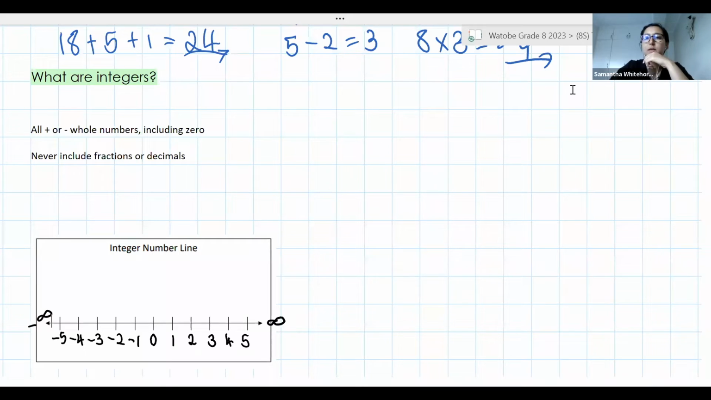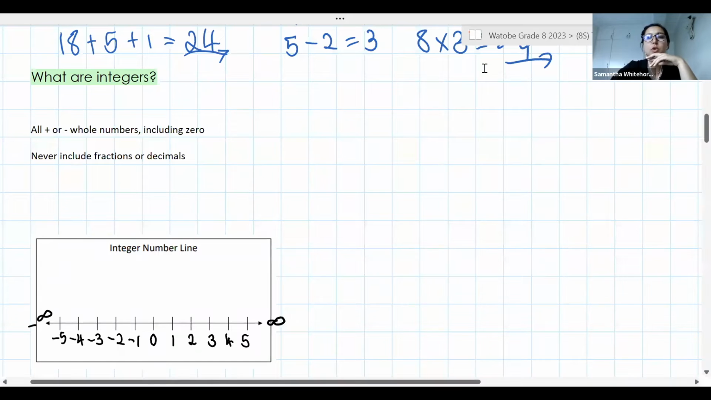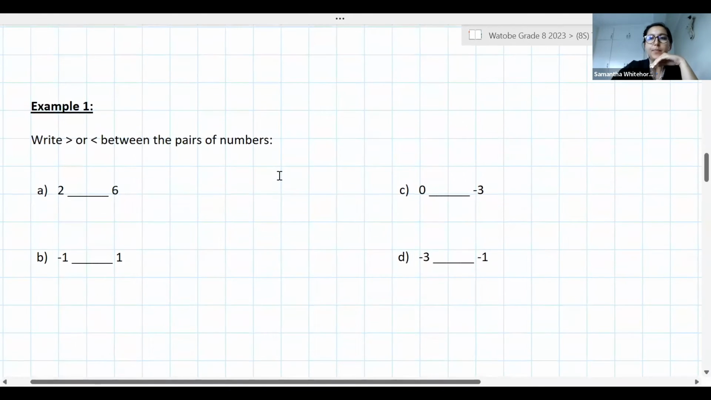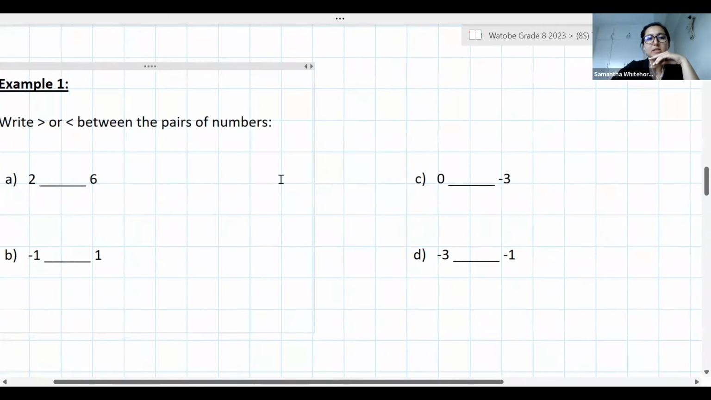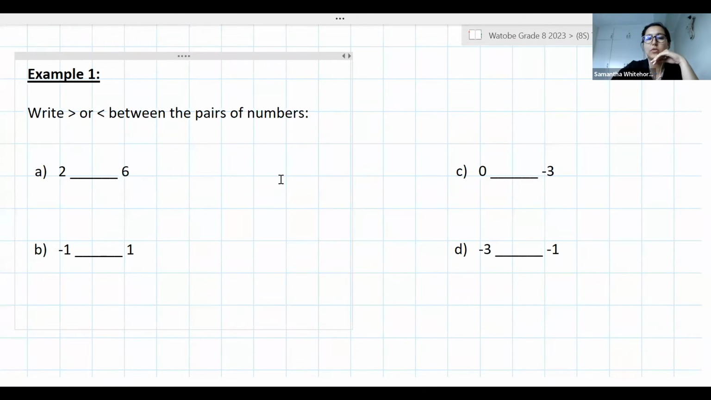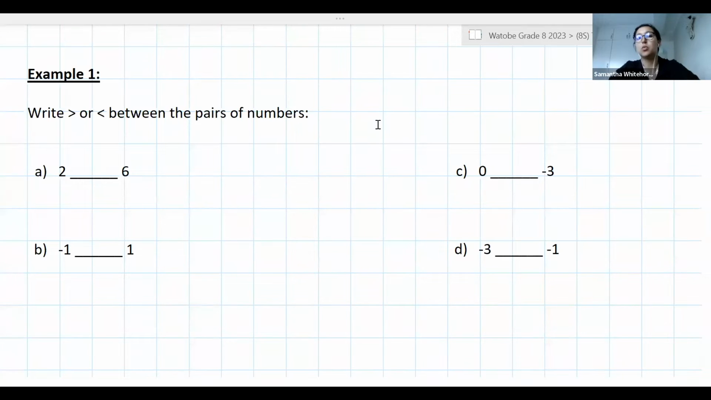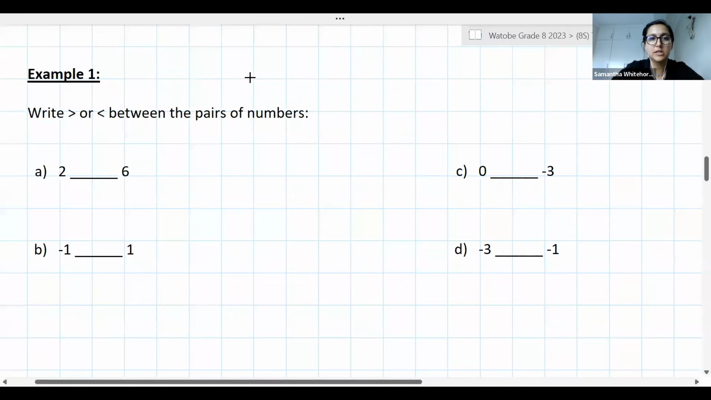So let's have a look at some examples to practice working with integers and understanding how integers work. If we go to example 1 here, we have some pairs of numbers that we want to decide whether or not they are bigger or smaller than each other. Now I'm going to do the first one with you, so I don't want to see any hands just yet.